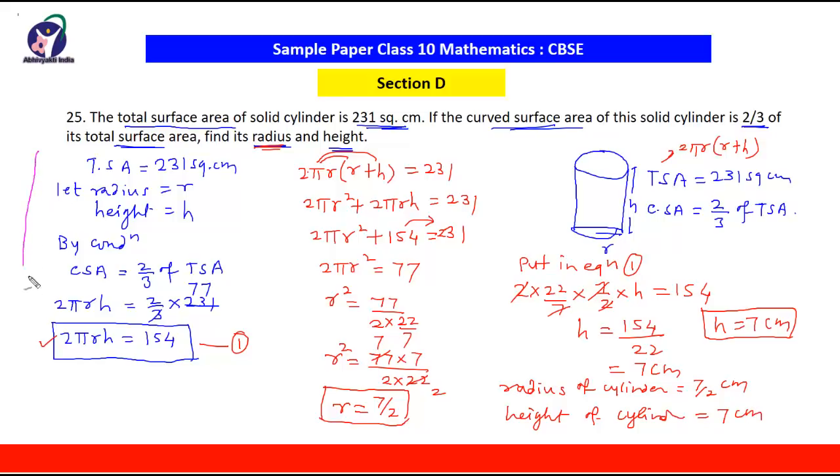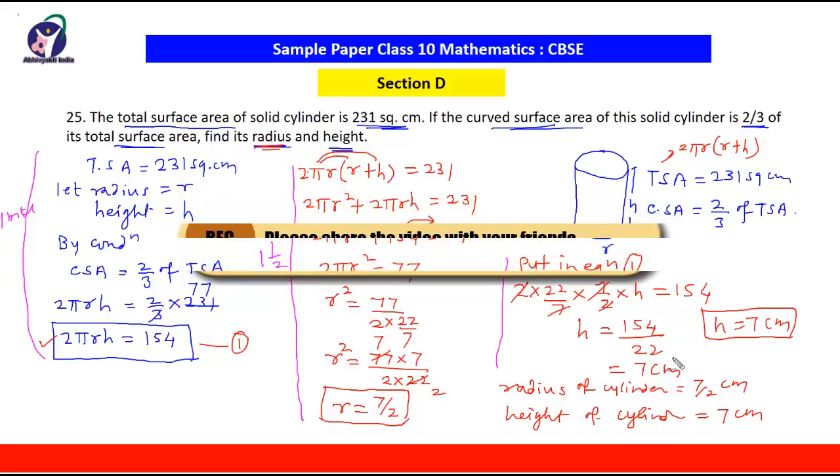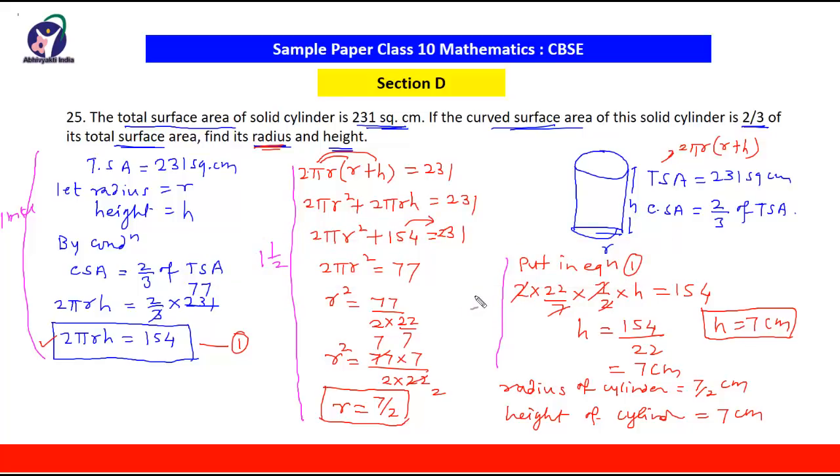So for this first step there will be 1 mark. For this second step you will have 1.5 marks. For this third step, getting the value of h, you will again get 1 mark, and for the answer there will be a half mark. So 1, 2, 3, and this half of 1, it will be 4 marks. So for this question you will get 4 marks.